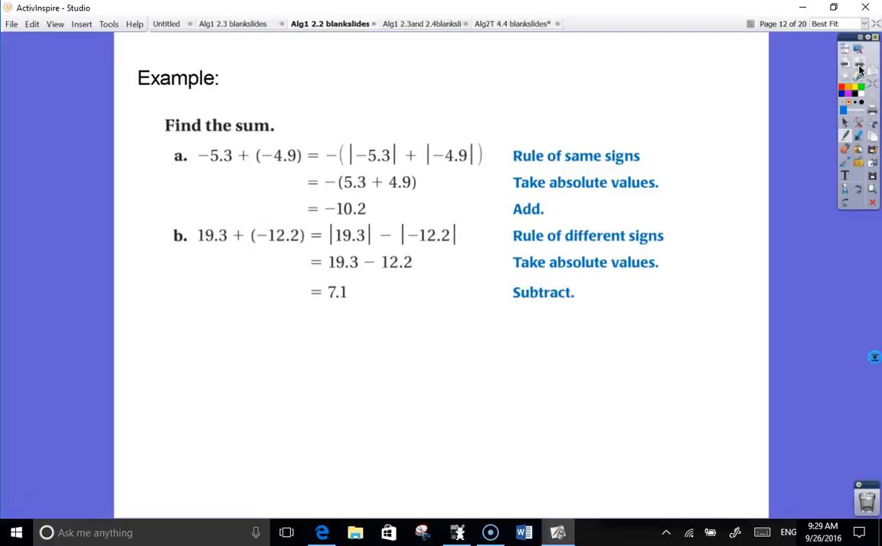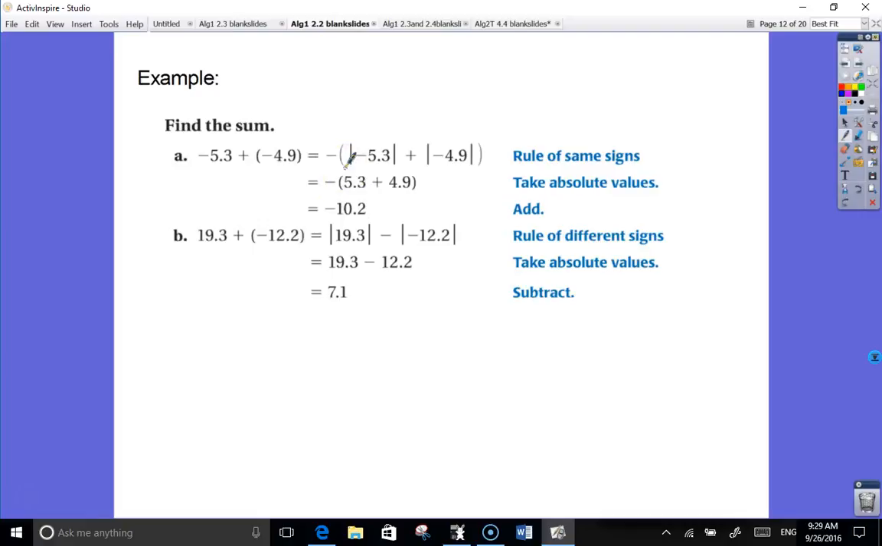Remember, we're not multiplying here, right? We're going to get to that in a couple lessons. So they actually went through this process, which we won't do most of the time when we're doing this kind of math. They took the absolute value of both. They got 5.3 and 4.9. They added them up, 10.2, and then they kept the sign of negative.